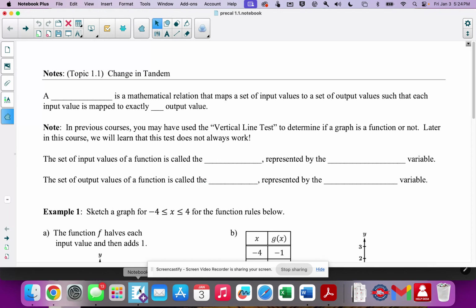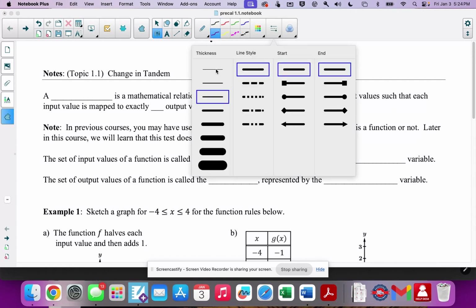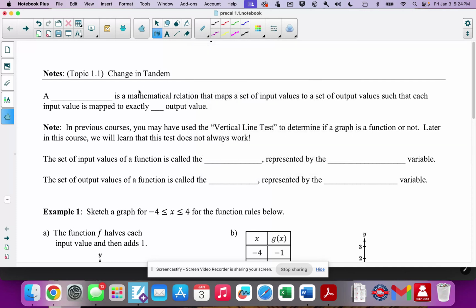All right, so let's go ahead and get started. Topic 1.1, changes in tandem. Okay, so first one's just a couple fill in the blanks, some definitions that you should already know.